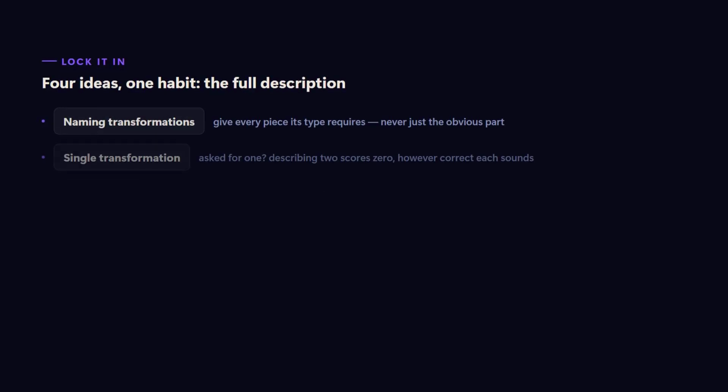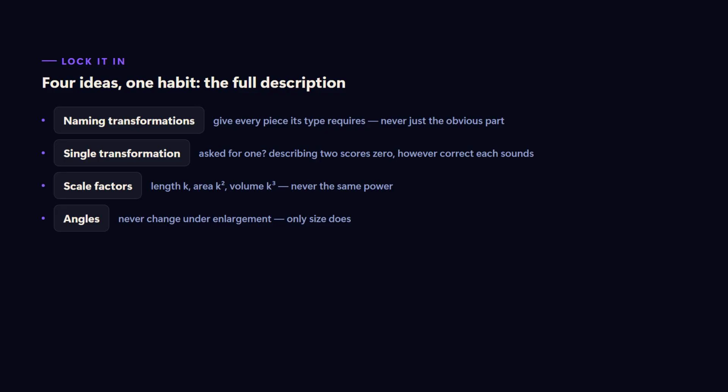So, 4 ideas, all about giving the full description, not the partial one. Every transformation needs every piece of information its type requires. Rotation needs center, angle, and direction. Enlargement needs center and scale factor. When a question asks for the single transformation, describing 2 instead scores 0, however correct each one sounds on its own. Similar shapes: length scale factor k, area k squared, volume k cubed, never the same power for all 3. An enlargement never changes an angle, only size.